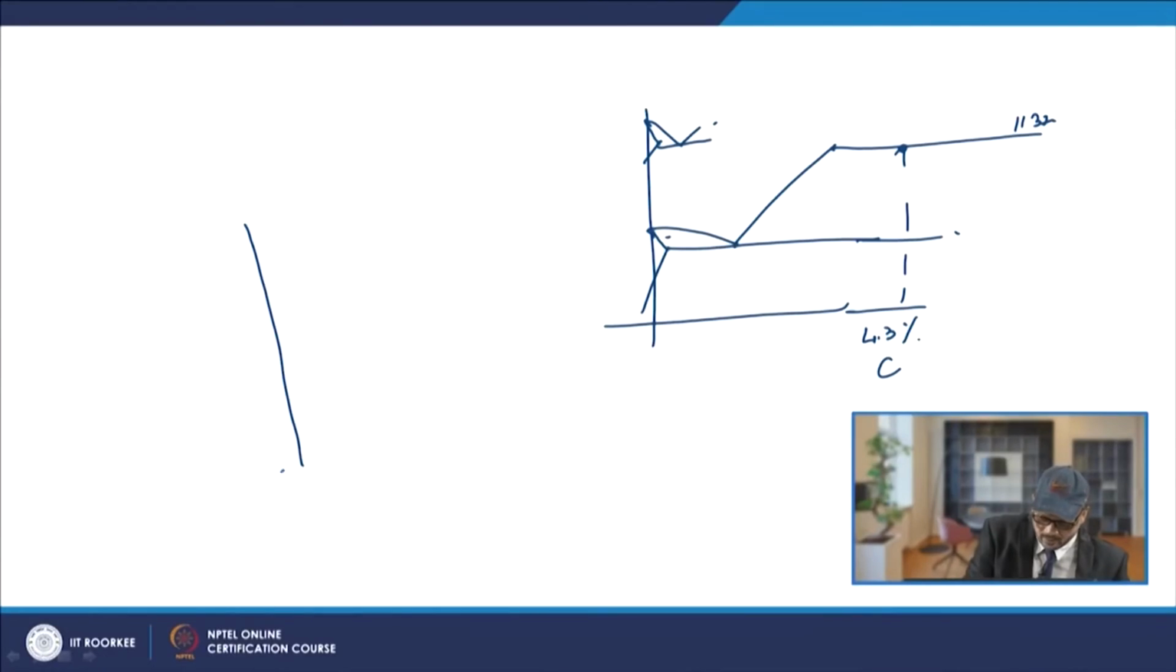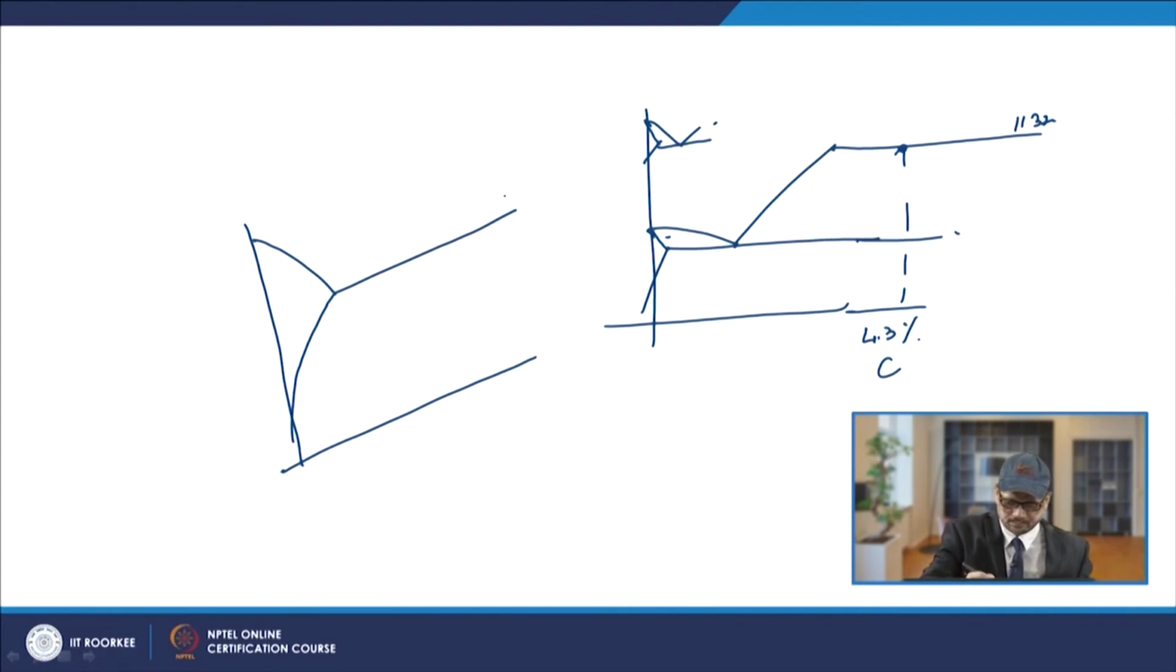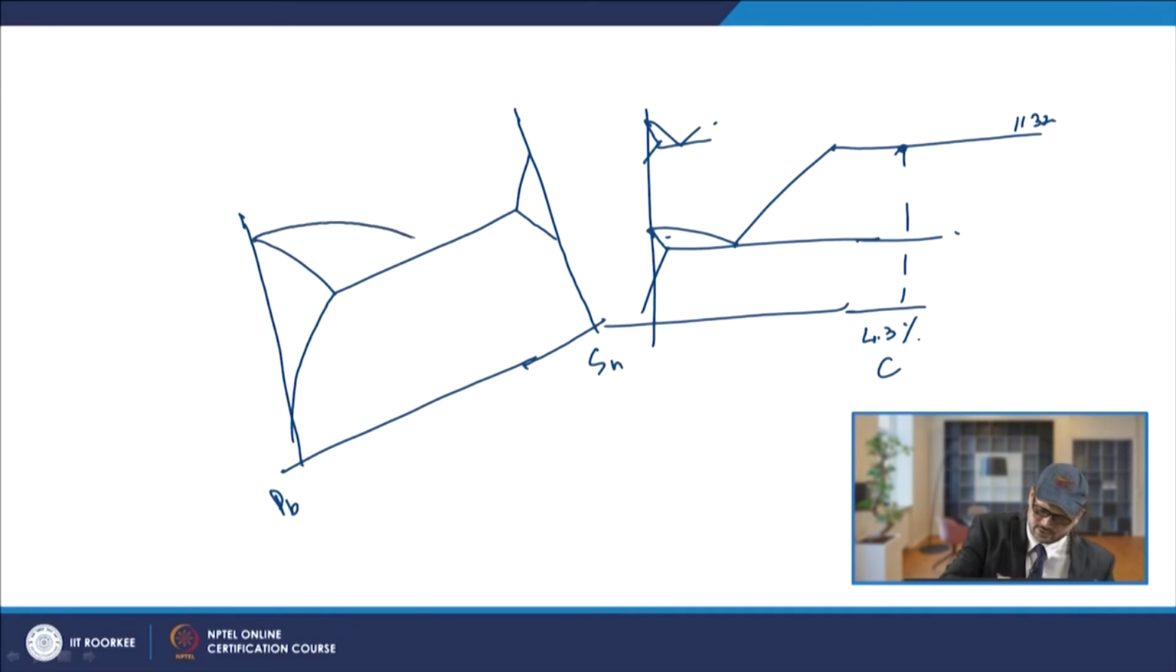A typical example you can see is the lead-tin phase diagram, and the phase diagram will be like this. This is the type of phase diagram for lead-tin, so you will have Pb and Sn. Here you will have the alpha phase, and this is your beta phase.